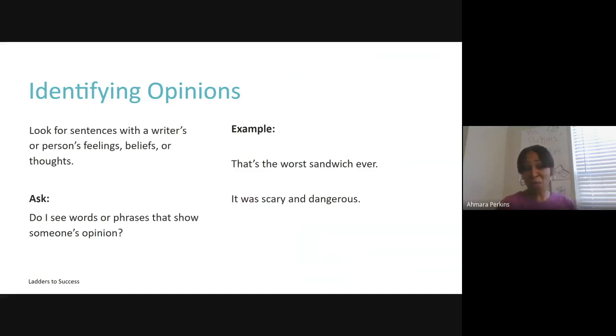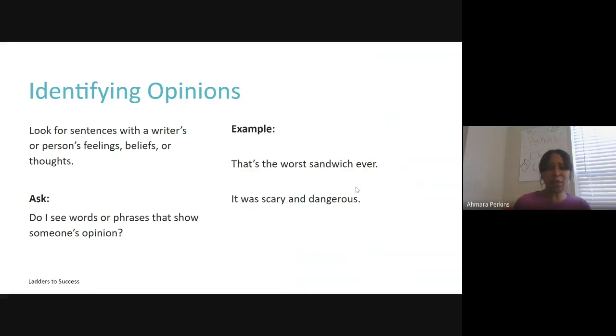Now, identifying opinions, a little different. You want to look for sentences with a writer's or person's feelings, beliefs, or thoughts. So you want to ask yourself, do I see words or phrases that show someone's opinion? For example, that's the worst sandwich ever. All right, well, I know that that's an opinion statement because I see the word worst, right here. And then it says ever.